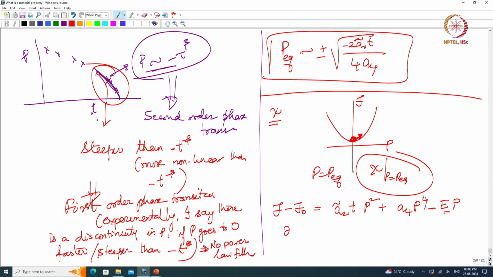Okay. So, now what is dou F by dou P? Dou F by dou P is 2 A2 T P equilibrium, okay, so P, plus 4 A4 P cubed minus E, right, and this at P equilibrium, and I said that we are just going to do this at P equilibrium, right. All right. So, now we know the values of P equilibrium, okay. So, let us keep that in mind.